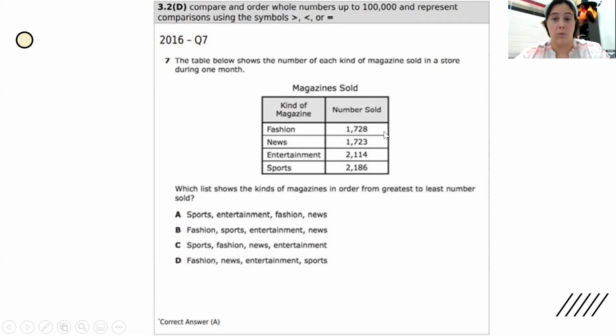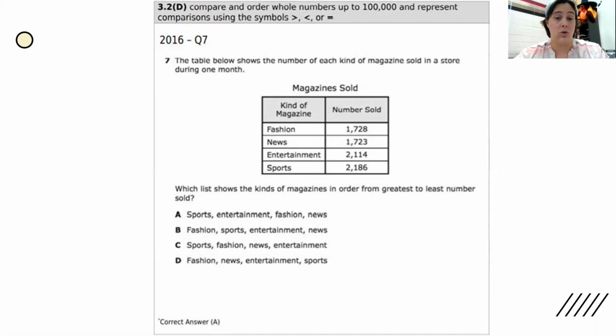So fashion is 1,728, news 1,723, entertainment 2,114, and sports 2,186. So making sure that we understand how to read this table is very important. Now let's continue on with the question.